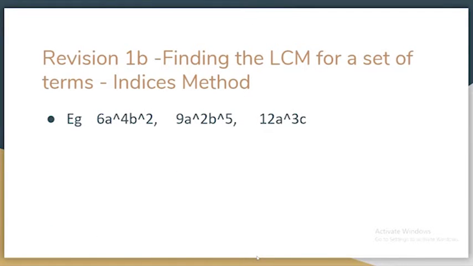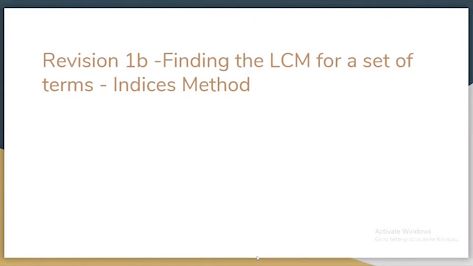Now, algebraic terms. The indices method really prepares us for terms. Terms mean numbers and letters. So, the LCM, in doing that, what do we do? Please try this one before we proceed. Remember, it's the indices method, especially for the letters.